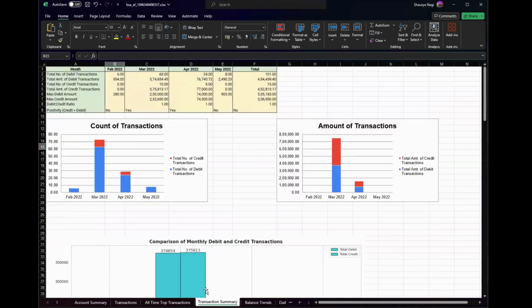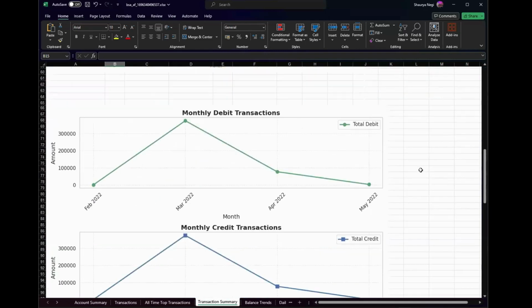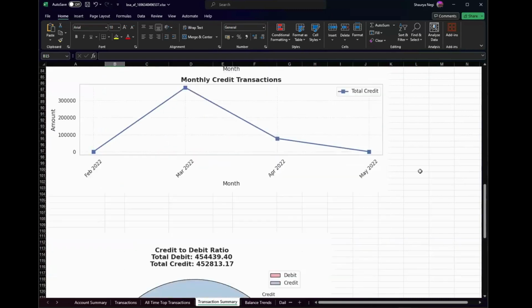The next stop will be the transaction summary sheet. This sheet basically rolls your transactions into key categories and timeframes in terms of debit and credit transactions. So you can see the total number of debit, the total amount of debit, as well as the total number and total amount of credit transactions. You can also look at the max debit and max credit amount of a particular month. And for a person who likes visual figures more than the numbers, we also have a set of graphs which can help a person make some decisions quickly.